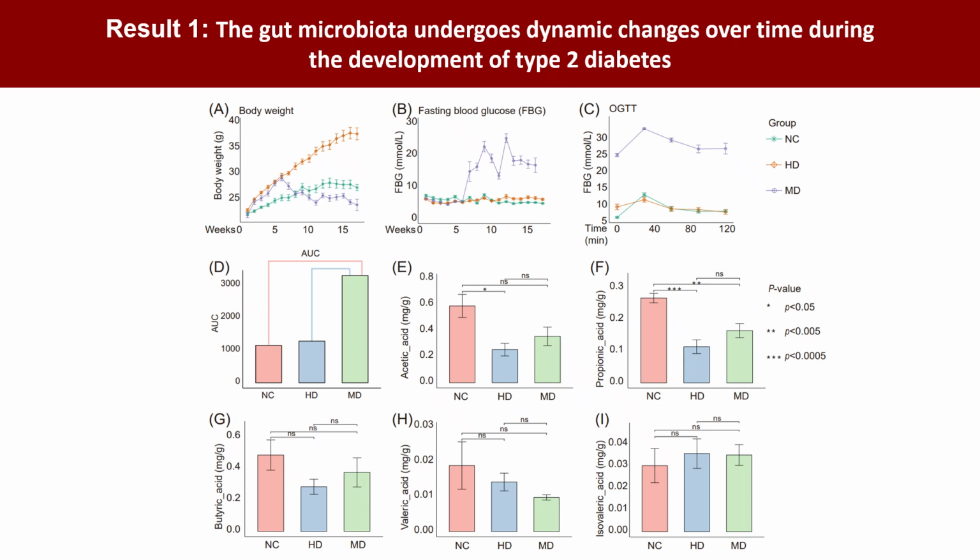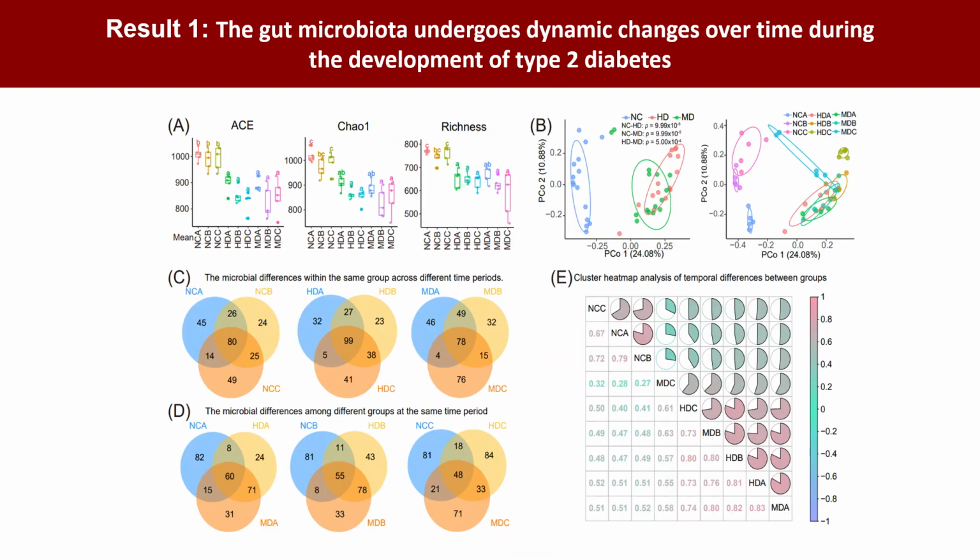As shown in result 1, we found body weight increased more rapidly in the HD and MD compared to NC. After streptozotocin injection, fasting blood glucose levels in MD increased significantly and remained high, with oral glucose tolerance test and area under the plasma drug concentration time curve showing similar trends. SCFA analysis revealed a significant reduction in propionic acid in MD, while acetic acid, propionic, and butyric acid were lower in HD. Alpha diversity comparisons showed that the microbial diversity of the HD group decreased over time, while the MD group displayed relatively lower diversity during the mid-stage.